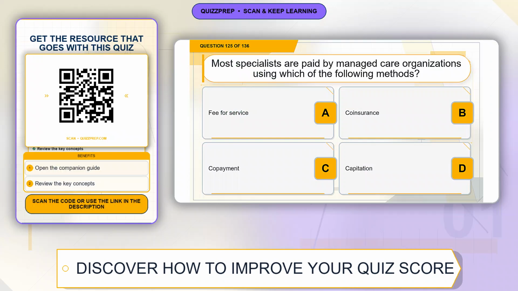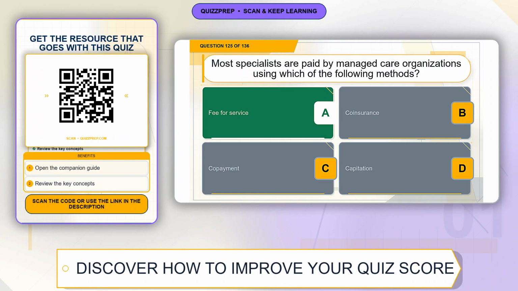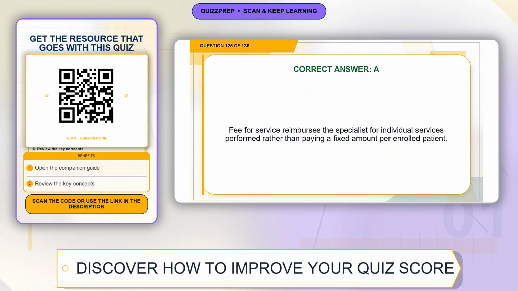Question 125. Most specialists are paid by managed care organizations using which of the following methods? Option A, fee-for-service. Option B, coinsurance. Option C, copayment. Option D, capitation. The correct answer is option A, fee-for-service. Explanation. Fee-for-service reimburses the specialist for individual services performed rather than paying a fixed amount per enrolled patient.